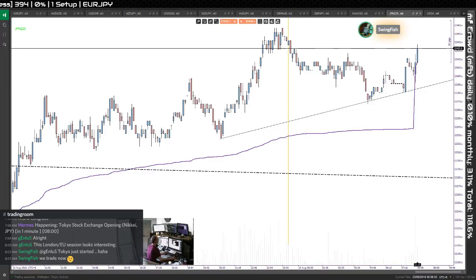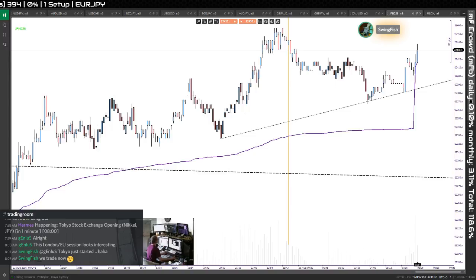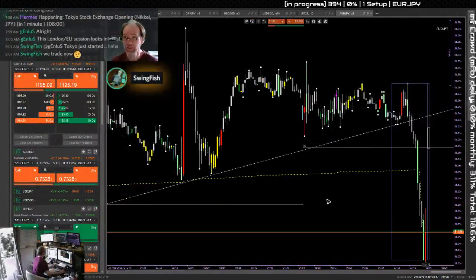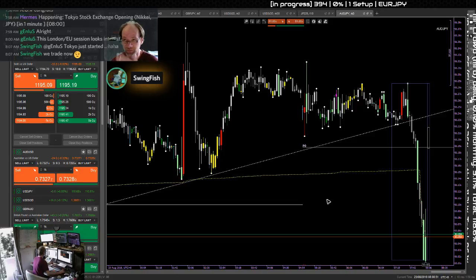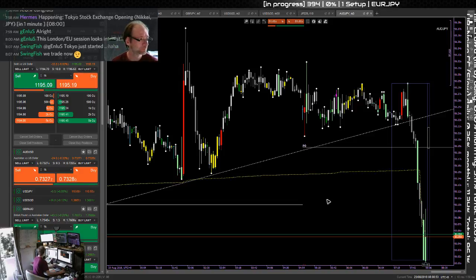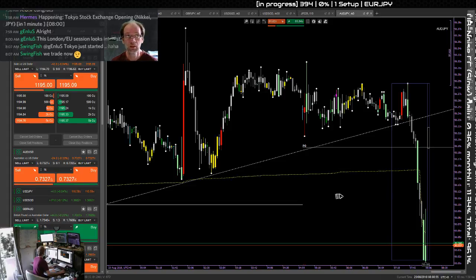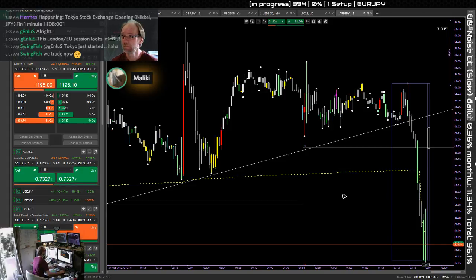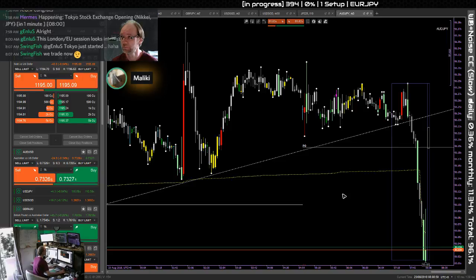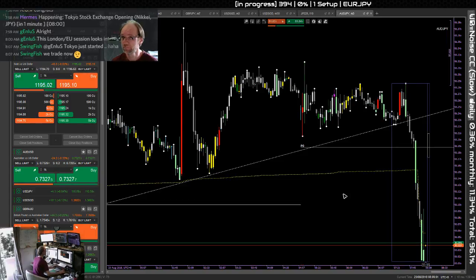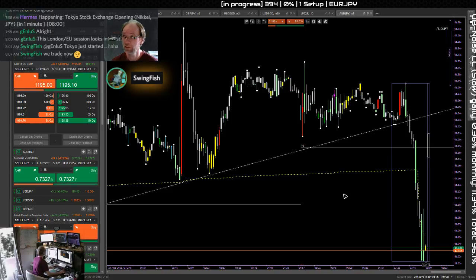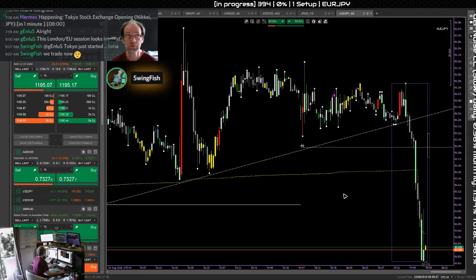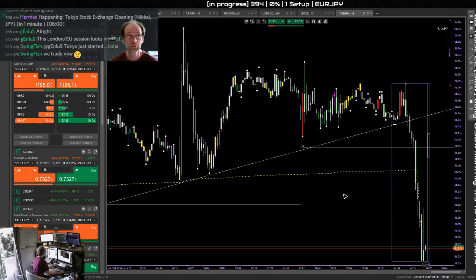-4. Great. Red volume candle. Even better. Oh shit, it's just turned green. Euro-yen is going crazy, man. Yeah, now the Nikkei is dropping for real. Maybe not.